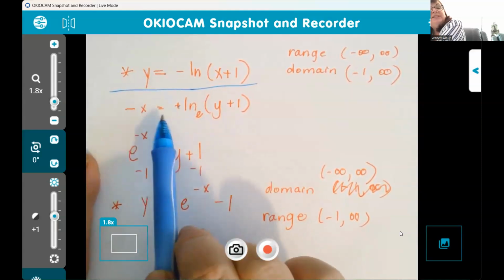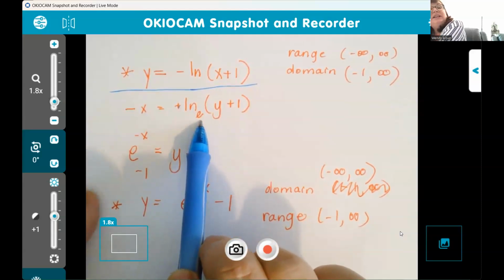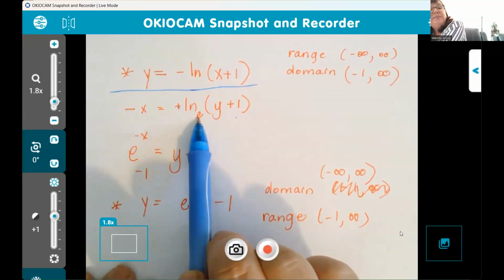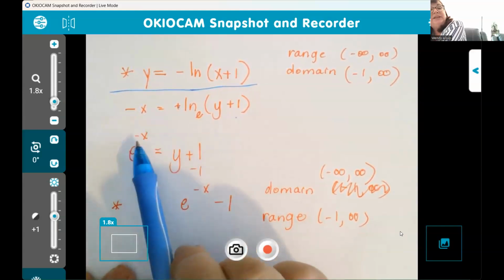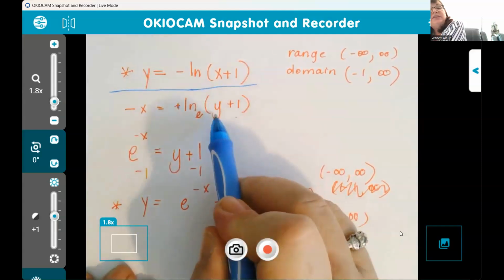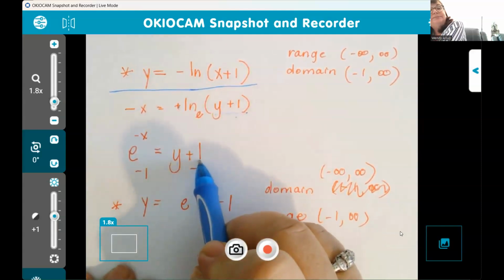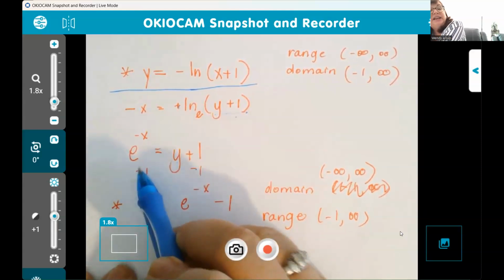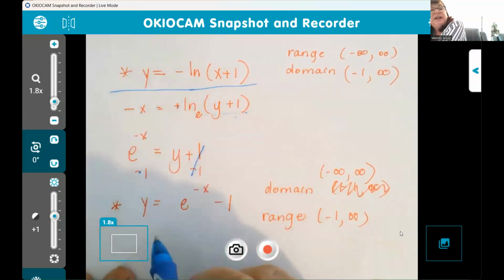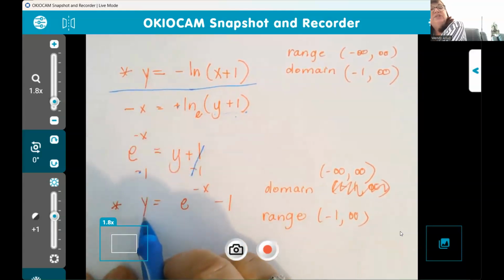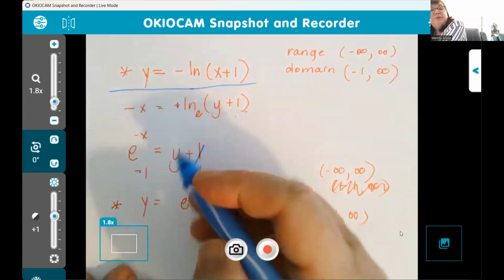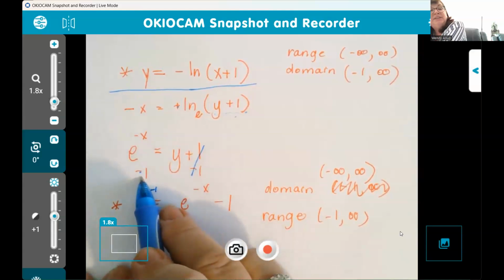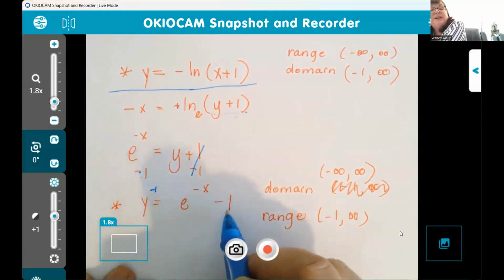Now that I have negative x equals log base e of y plus 1, I can rewrite this in exponential form. This is e to the exponent negative x, so e to the negative x equals what's in the parentheses, the y plus 1. Then solve for y by subtracting 1 from both sides, and those cancel out. I get that my inverse function is y, so we could call it y inverse equals e to the negative x minus 1.